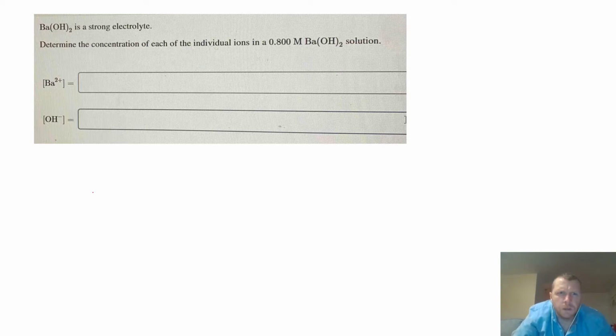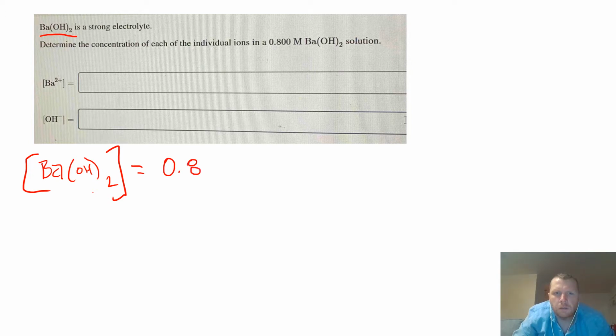This is using the compound BaOH2 as a strong electrolyte. Determine the concentration of each of the individual ions in a 0.800 molar BaOH2 solution. Okay, so what this tells us is the concentration of BaOH2, and it is equal to 0.8 molar.